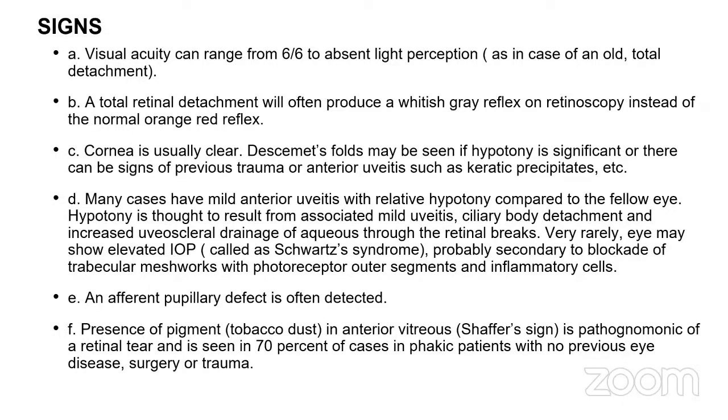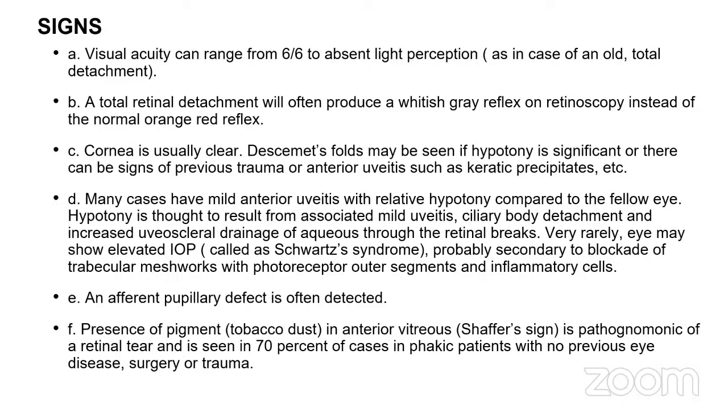And rarely the eye may show increased IOP. This is also called Schwartz-Matsuo syndrome. It is secondary to blockade of the trabecular meshwork with photoreceptor outer segments and inflammatory cells. So in an RD with inflammatory cells and a retinal break, which is usually present near the ora serrata, and with elevated IOP, we can suspect this Schwartz-Matsuo syndrome. These three are the important signs to diagnose that syndrome.